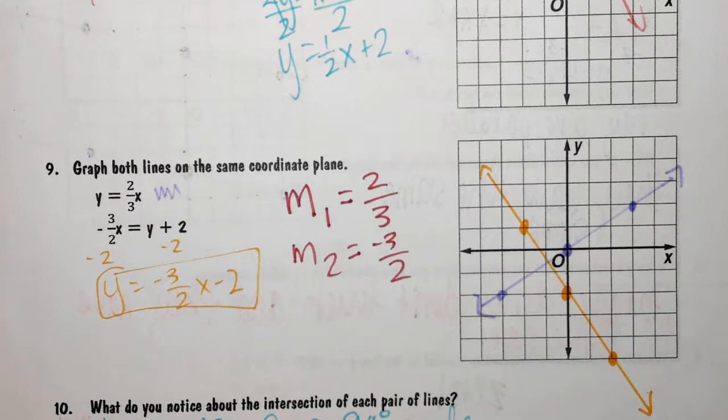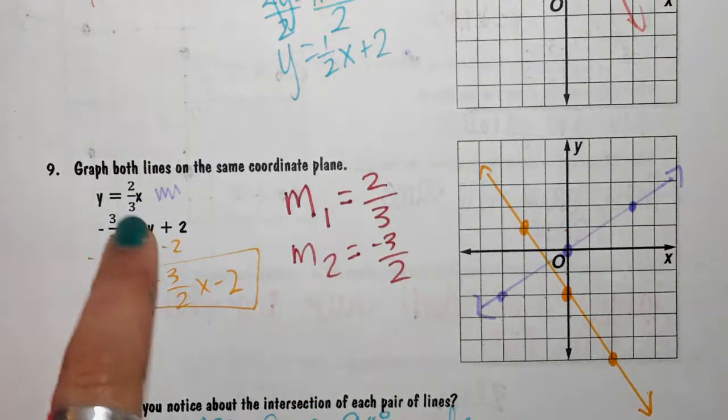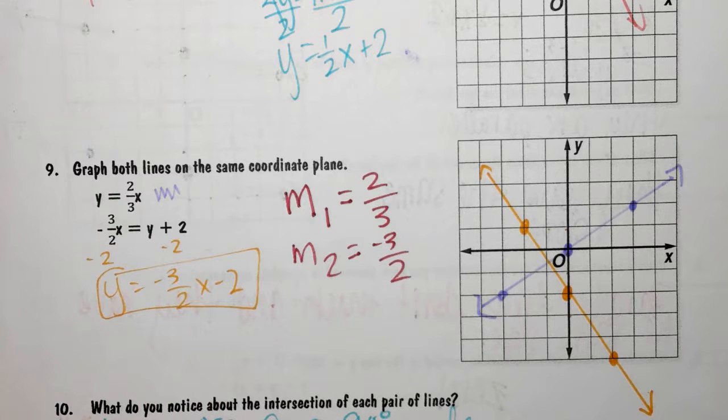Does everybody agree? Because this is 2/3 and that's -3/2. The number in front of X is our slope. Do we agree or disagree? Agree. Okay. So you should be writing this on your paper, in marker, not a pencil. Everybody with me? Yes.